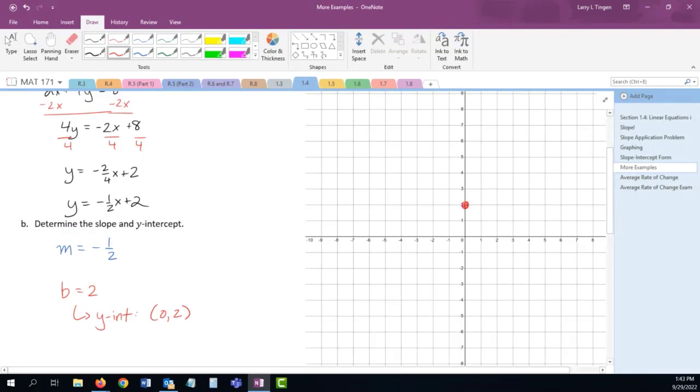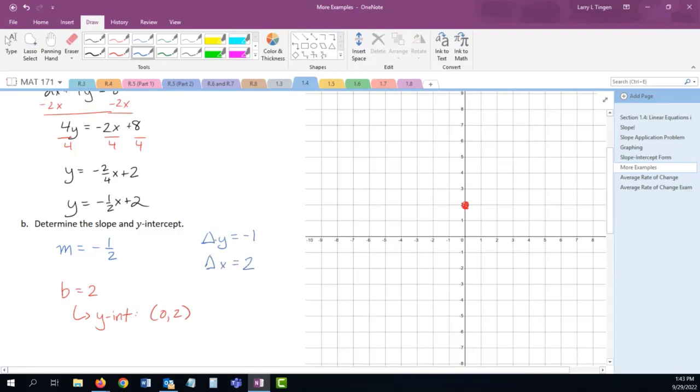Right. So it is a coincidence that 0, 2 seems to be popping up a lot for y-intercepts. And then to follow the slope, remember again, slope is change in y over change in x. So the change in y, and let that be -1. The change in x is 2.